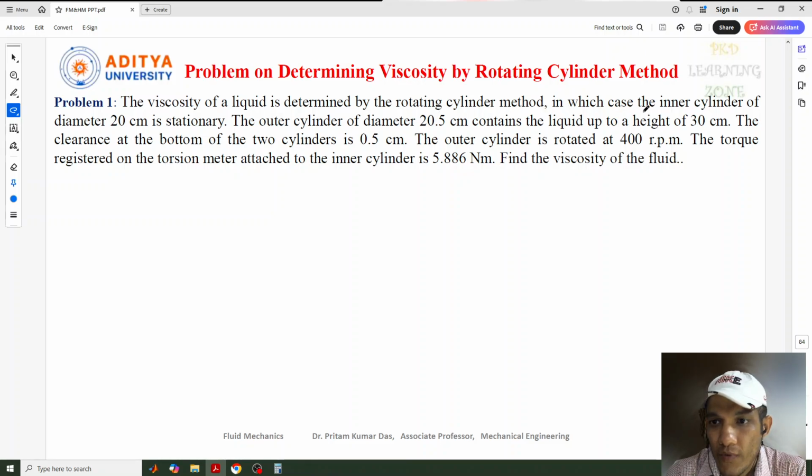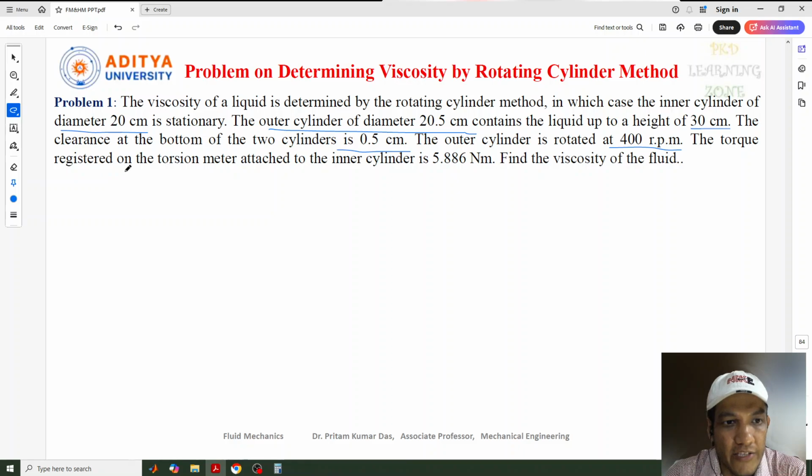in which case, the inner cylinder of diameter 20 centimeter is stationary, and the outer cylinder, of diameter 20.5 centimeter, contains the liquid up to a height of 30 centimeter. The clearance at the bottom of the two cylinders is 0.5 centimeter. The outer cylinder is rotated at 400 rpm.